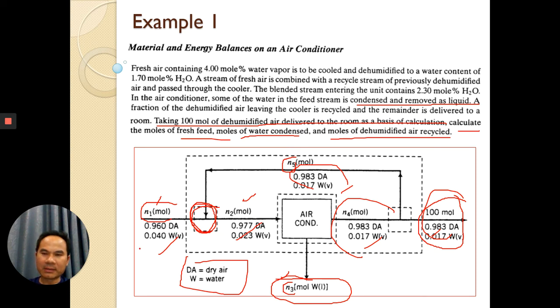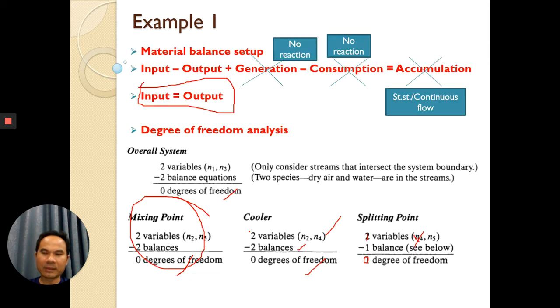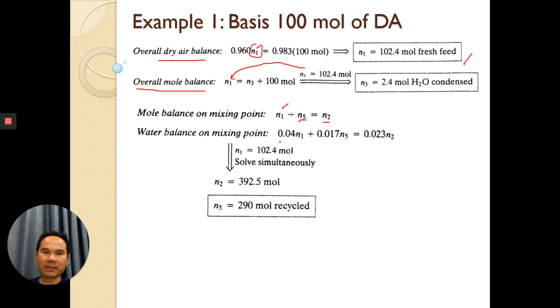Water input is 0.04 mole water per mole total, multiplied by N1, you get mole water. That's equal to 0.017 mole water per mole total, multiplied by N5 mole total, plus 0.023 mole water per mole total, multiplied by N2. You get this equation.